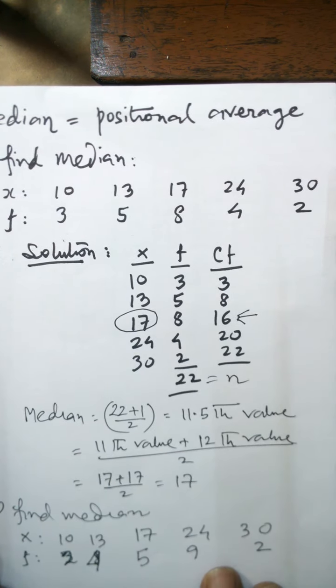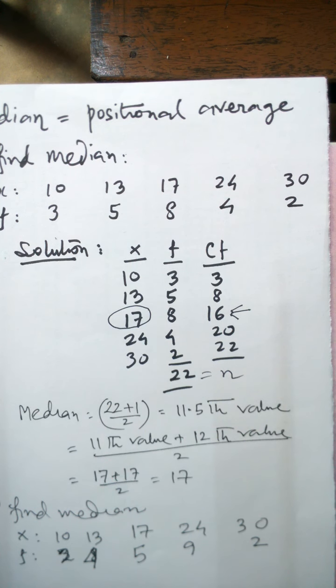For ungrouped frequency, whenever we see ungrouped frequency, median is considered to be the (n plus 1) by 2 value. What is n? n is 22. So what is the answer? That is (22 plus 1) by 2, and 22 plus 1 becomes 23 by 2, which is 11.5. Now 11.5 means the 11th value and the 12th value taken together and then divided by 2.